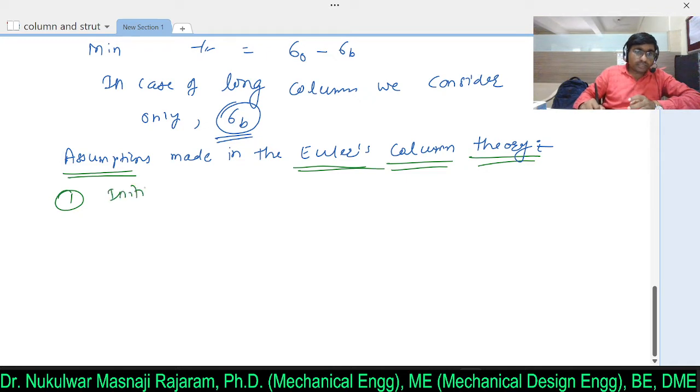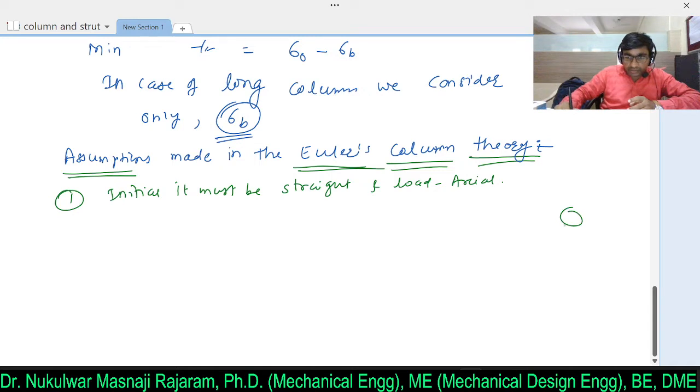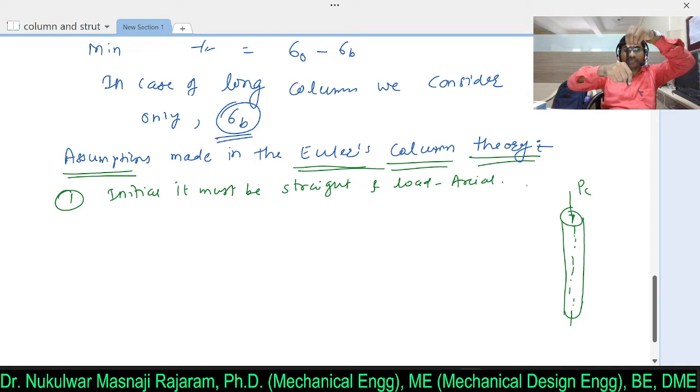Clear? So initially it must be straight. Clear? And load must be axial. So here if I consider a cylindrical column, let's say this is a cylindrical column, then it must be perfectly straight, and whatever load you are going to apply must be axial. So at this center, if I draw the axis, then load must be along it. Clear? And this must be a straight one, it should not have any bend.